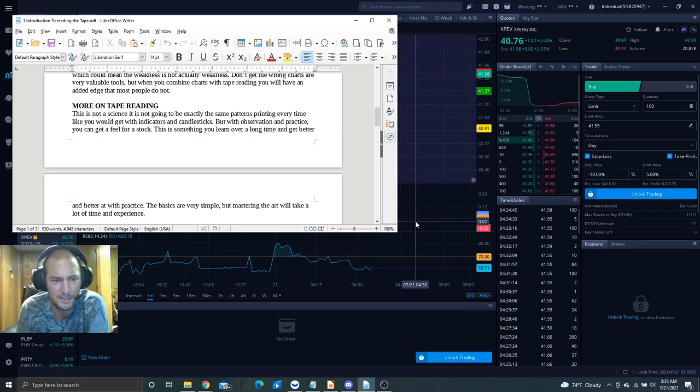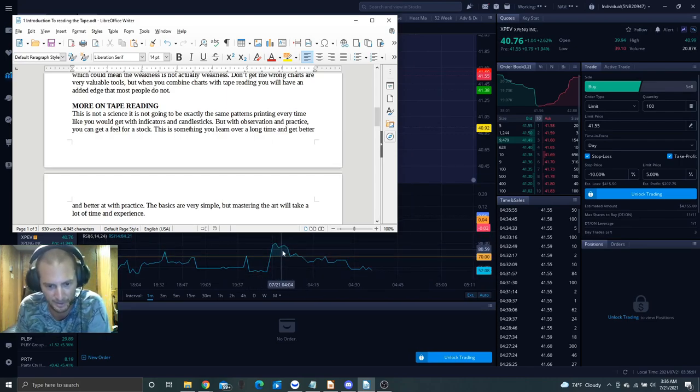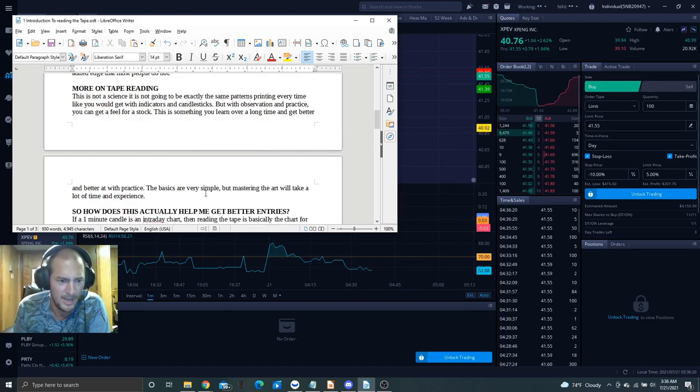So it's not, like I said, a science. It's not going to be exactly the same patterns printing every single time like you get with indicators and candlesticks. It's very obvious RSI is overbought at 70, oversold at 30. This is more of an art form, right? But the more you practice it and the more you actually watch these prints as they happen, the better you're going to get at it. It's not something that you just learn instantly. It takes a while, and with practice, it's going to get better and better every single time. It's very simple in its basics, but like I said, it's going to take a long time to master.